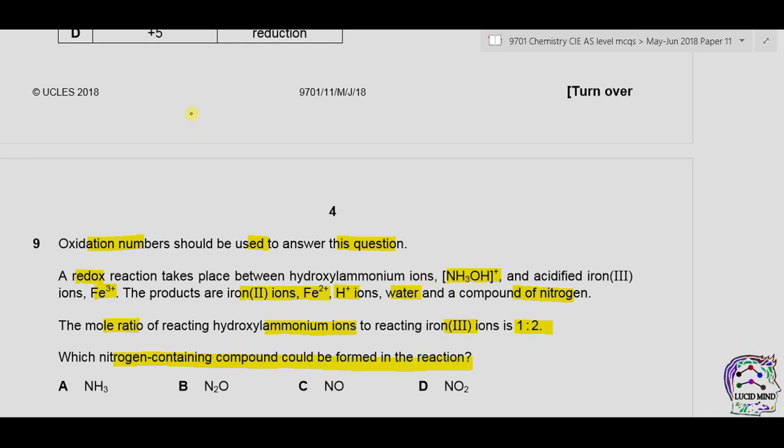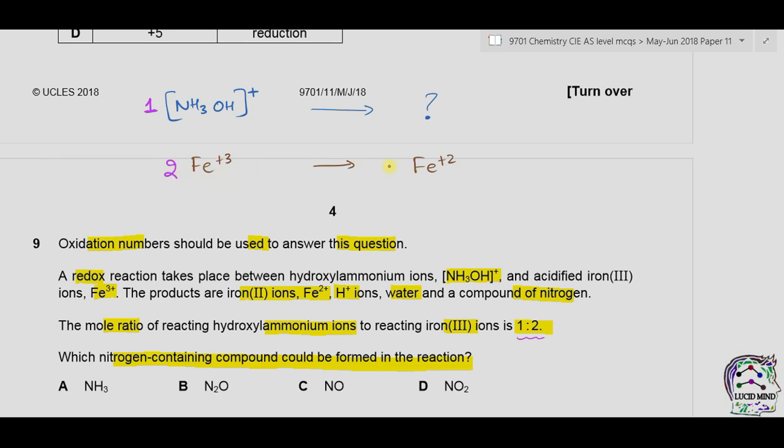We have hydroxyl ammonium ions, which is NH3OH, and overall charge is positive. It converts into a nitrogen containing compound, which is to be found. In the second half of the equation we can see that iron 3+ is converted into iron 2+. The mole ratio of hydroxyl ammonium ions to iron 3+ ions is given. It is 1:2. So if 1 mole of this compound is present, then 2 moles of iron 3+ is present. Let's balance the second equation.